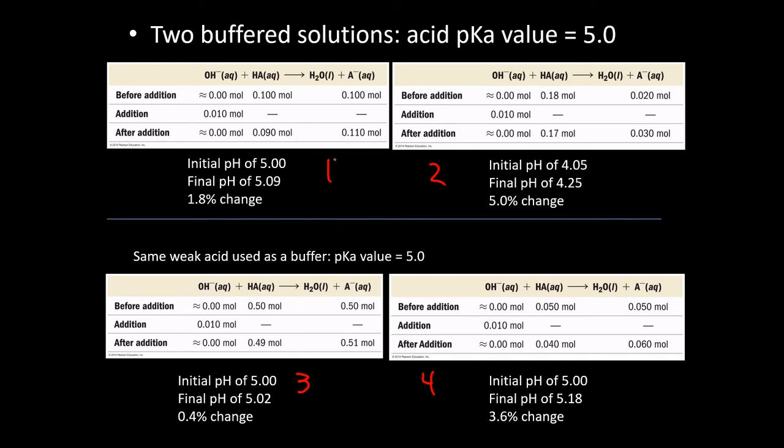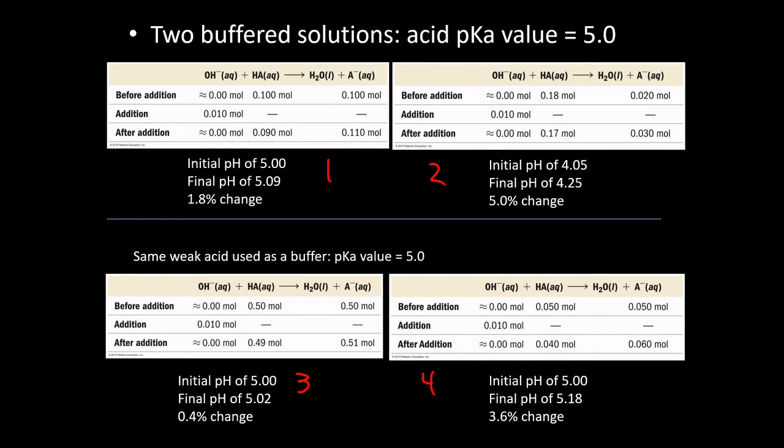So if we compare solution 1 and solution 2, or buffer 1 and buffer 2, if we look at what we have to begin with, over here we start with 0.1 and 0.1 of our acid and base, and we add 0.01 moles of base. Over here, we didn't want an initial pH of 5.